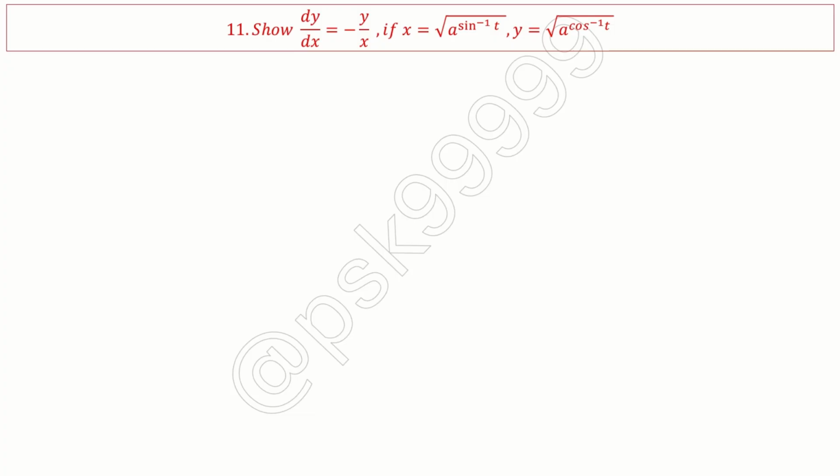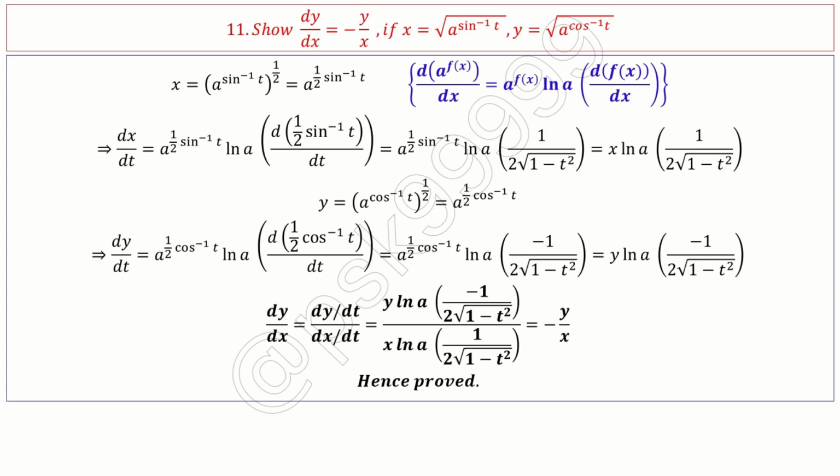dy by dx equal to minus y by x. Okay, we have to show this. Prove basically. x equal to square root of a to the power of sin inverse t, y equal to square root of a to the power of cos inverse t. Best method is you can take actually logarithm and do it. Okay, or differentiation of square root of x and then parametric method you can do.